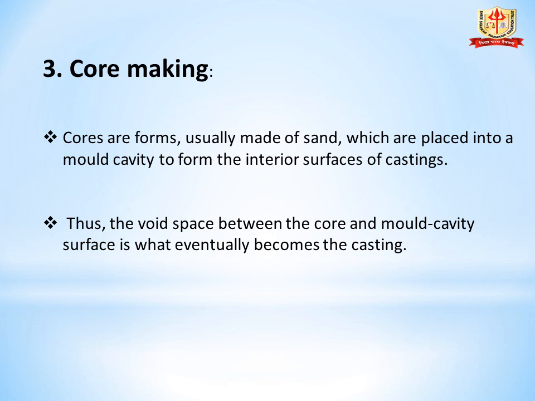Third step is core making. Point 1, cores are forms usually made of sand which are placed into a mold cavity to form the interior surface of the casting. Point number 2, thus, the void space between the cores and the mold cavity surface is what eventually becomes the casting.